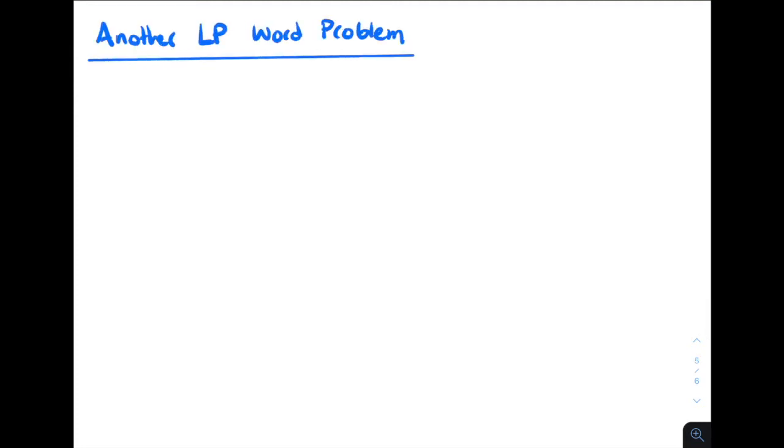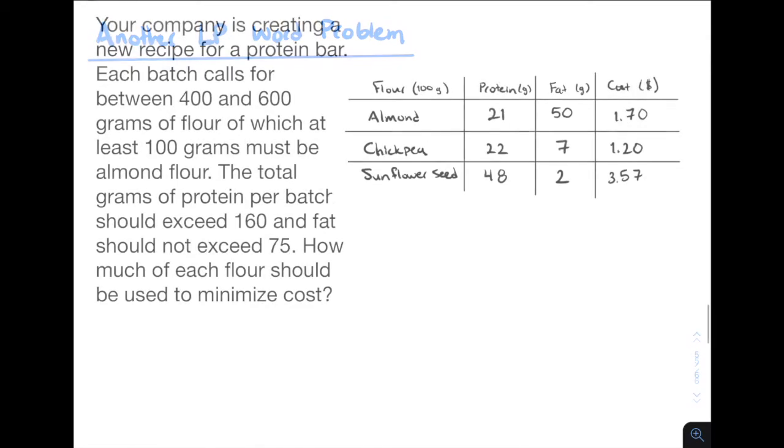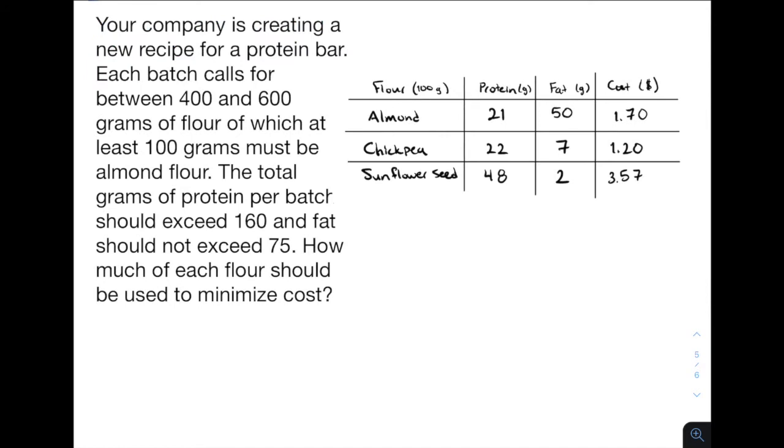Because we'll be using technology to solve the linear programming problems for this section, the important skill that we want to practice is constructing the constraints and objective function from word problems. Let's consider the following problem.